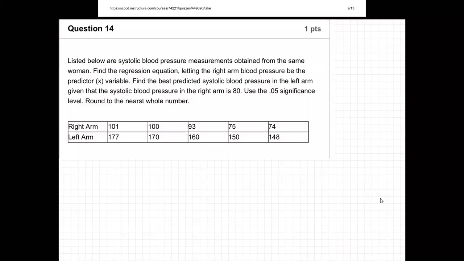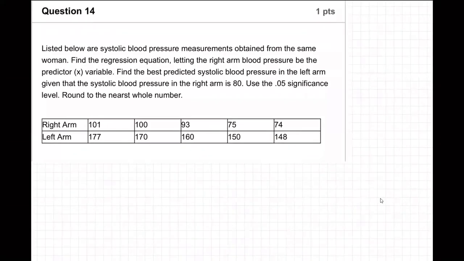Okay, on this problem, it says, listed below are systolic blood pressure measurements obtained from the same woman. Find the regression equation, letting the right arm blood pressure be the predictor variable. Find the best predicted systolic blood pressure in the left arm, given that the systolic blood pressure in the right arm is 80. Use the 0.05 level, and round to the nearest whole number.